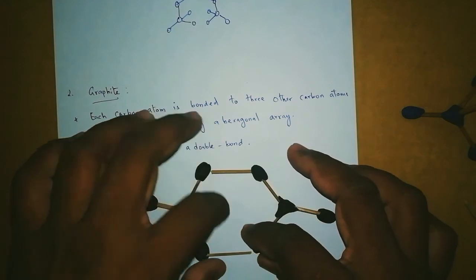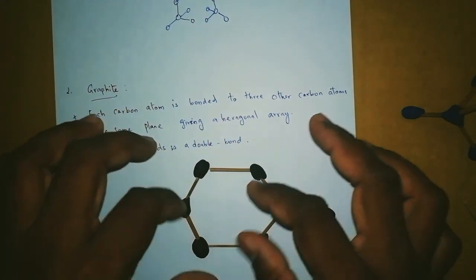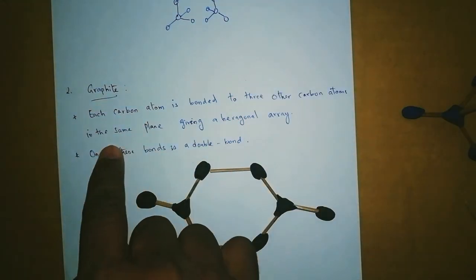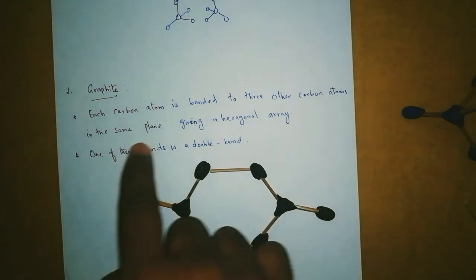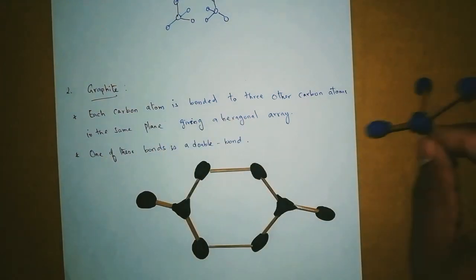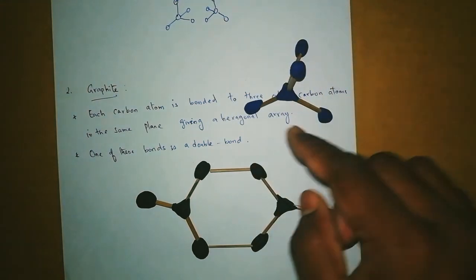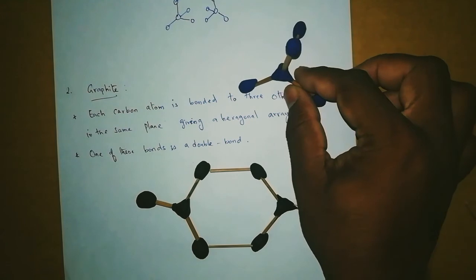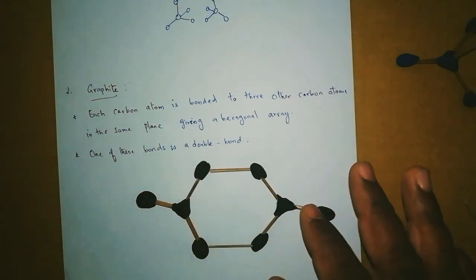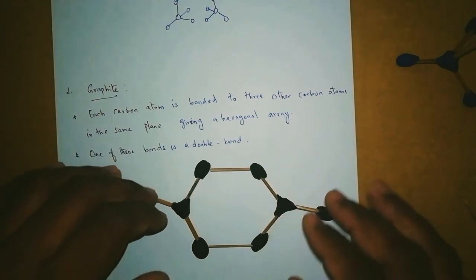Can you see that? Will you be able to understand? Yes, it looks like this hexagonal structure in a plane. That's what is given here: the other atoms in the same plane giving a hexagonal array in the same plane, not like this. You can see this is not in the same plane. One is going this way, one is going up, one is coming up. It's not in the same plane. But here all of this happens in the same plane, and they are all attached one by one to each other.